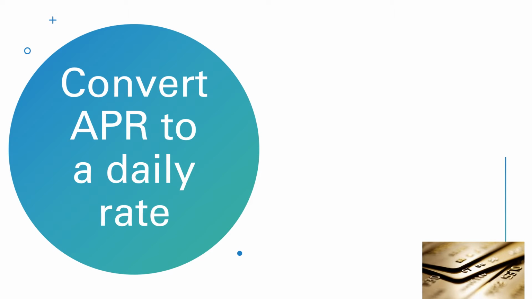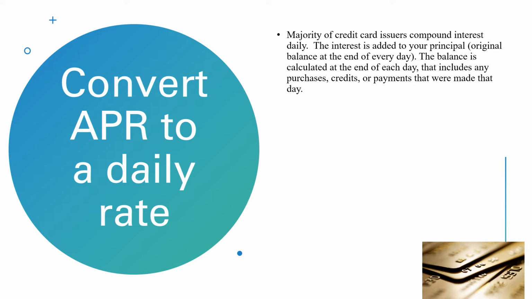So to convert APR to a daily rate, we know that most of the credit card issuers compound the interest daily. The interest is always added to the principal amount and the balance is calculated at the end of every day. That includes any purchases, credits or payments that were made on that day.